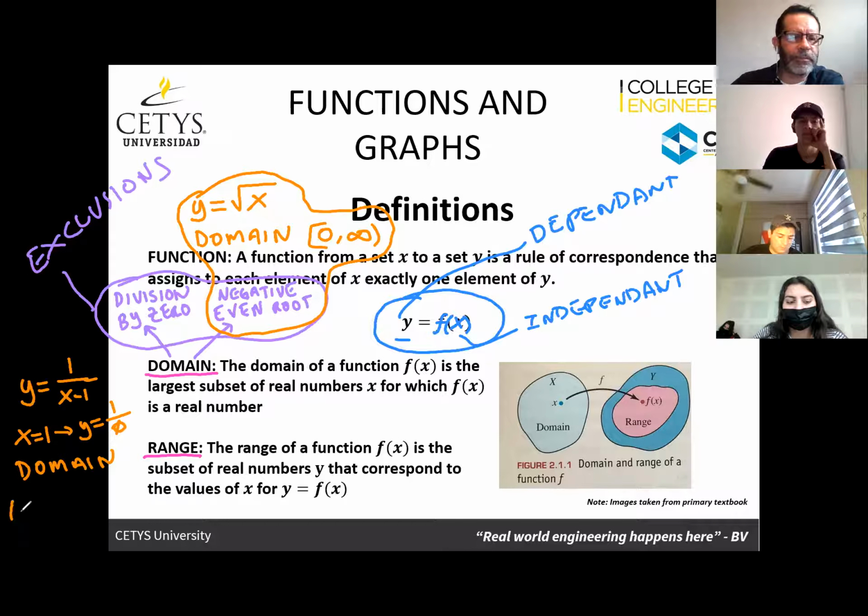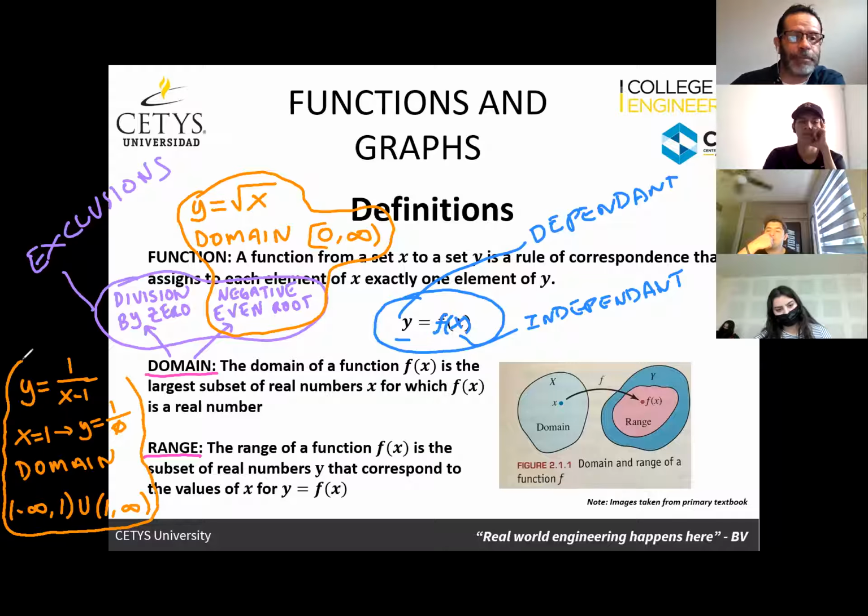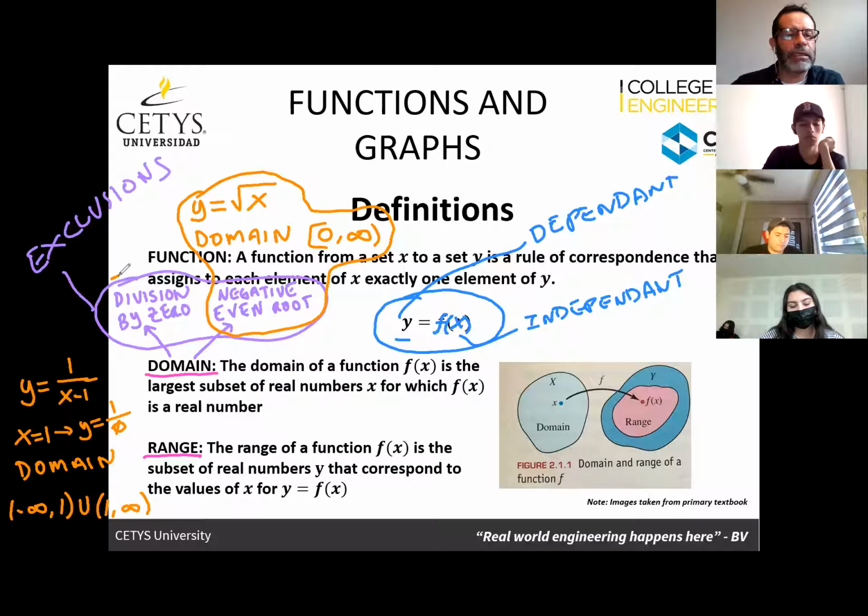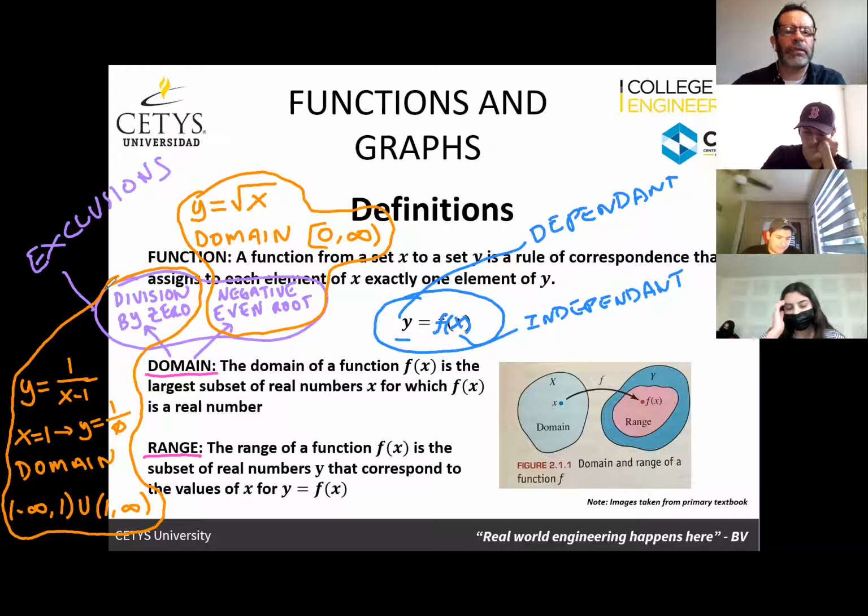Parentheses, negative infinite, comma 1, parentheses, the union, and parentheses 1, comma infinite. Perfect. That is the domain of this function. It's going to be all of the possible values except the value that invalidates the function. Thank you. Was that clear, Fernanda? Yes. Thank you very much, Fernanda.